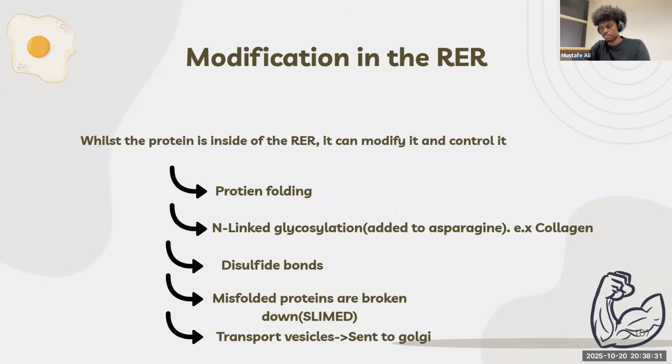What can also happen is that there can be transport vessels that send the protein present in the RER to different places. So a couple of things that can happen to the protein while it is inside the RER are protein folding, glycosylation, which is the addition of sugar, disulfide bonds, misfolded proteins being broken down, and even the transportation of proteins to different areas of the cell.